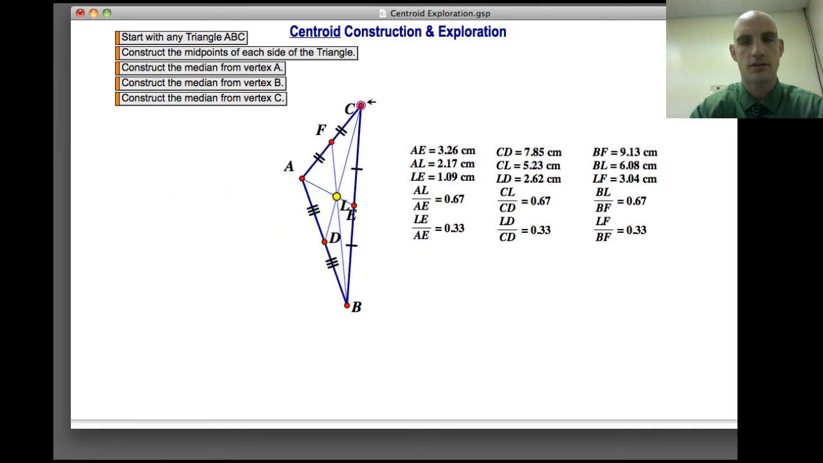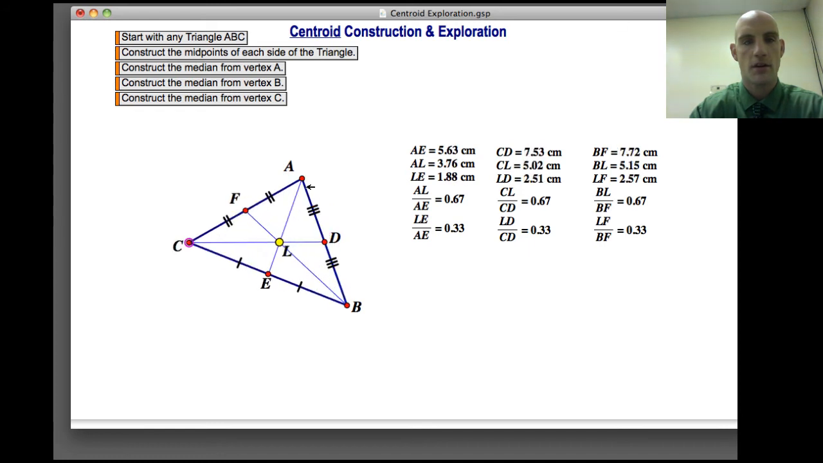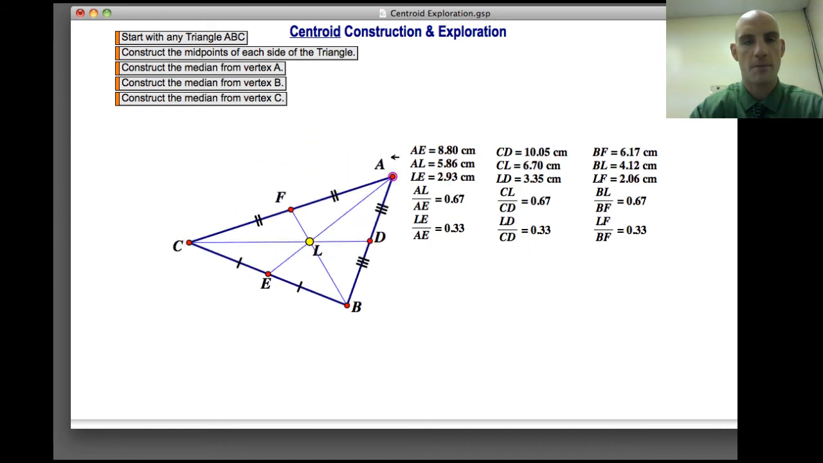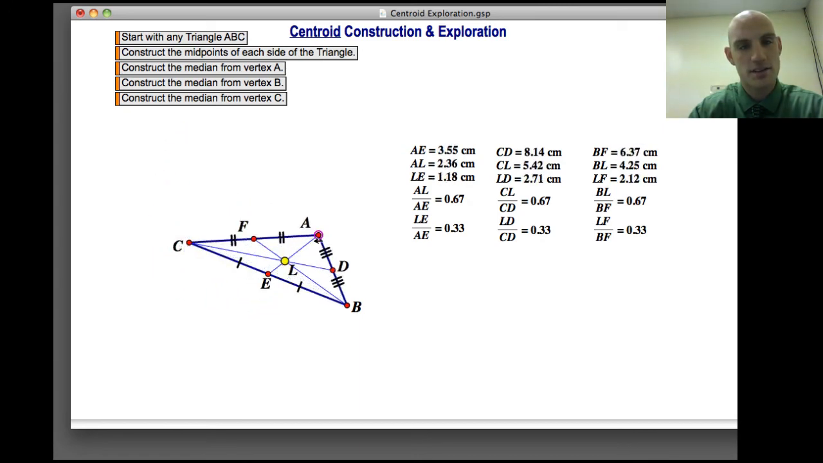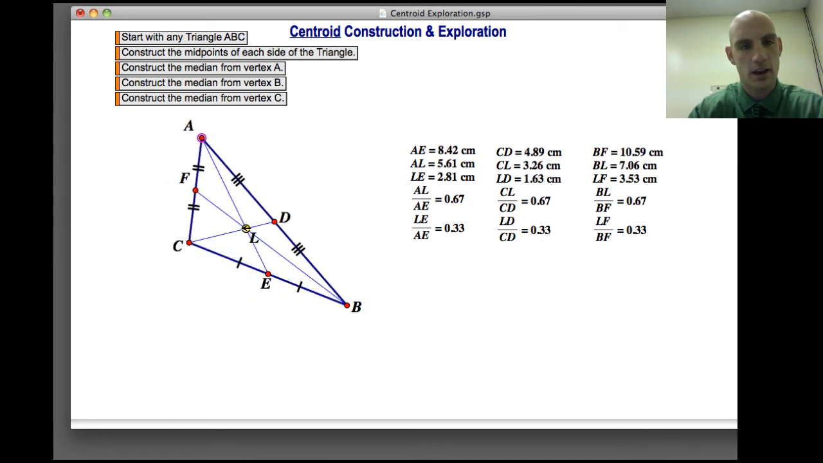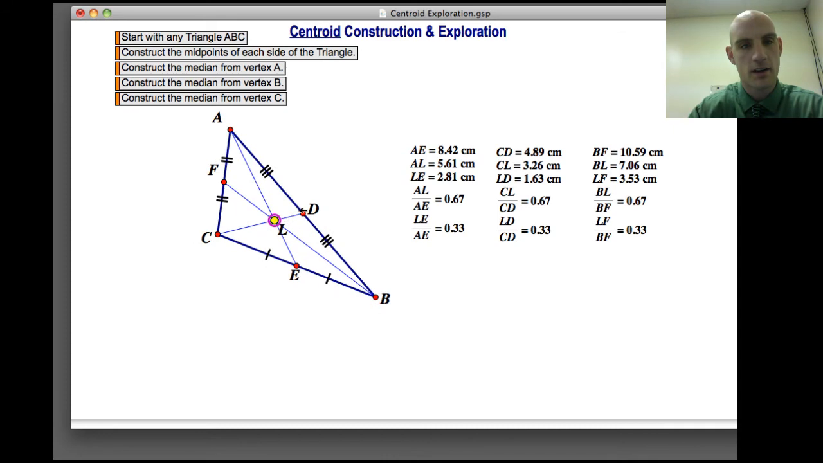Crossing it over, still the same, okay? What if I pulled on point A? What do you think is going to happen? Everything stays the same. Folks, this is a theorem right here, okay? This is a theorem right here.